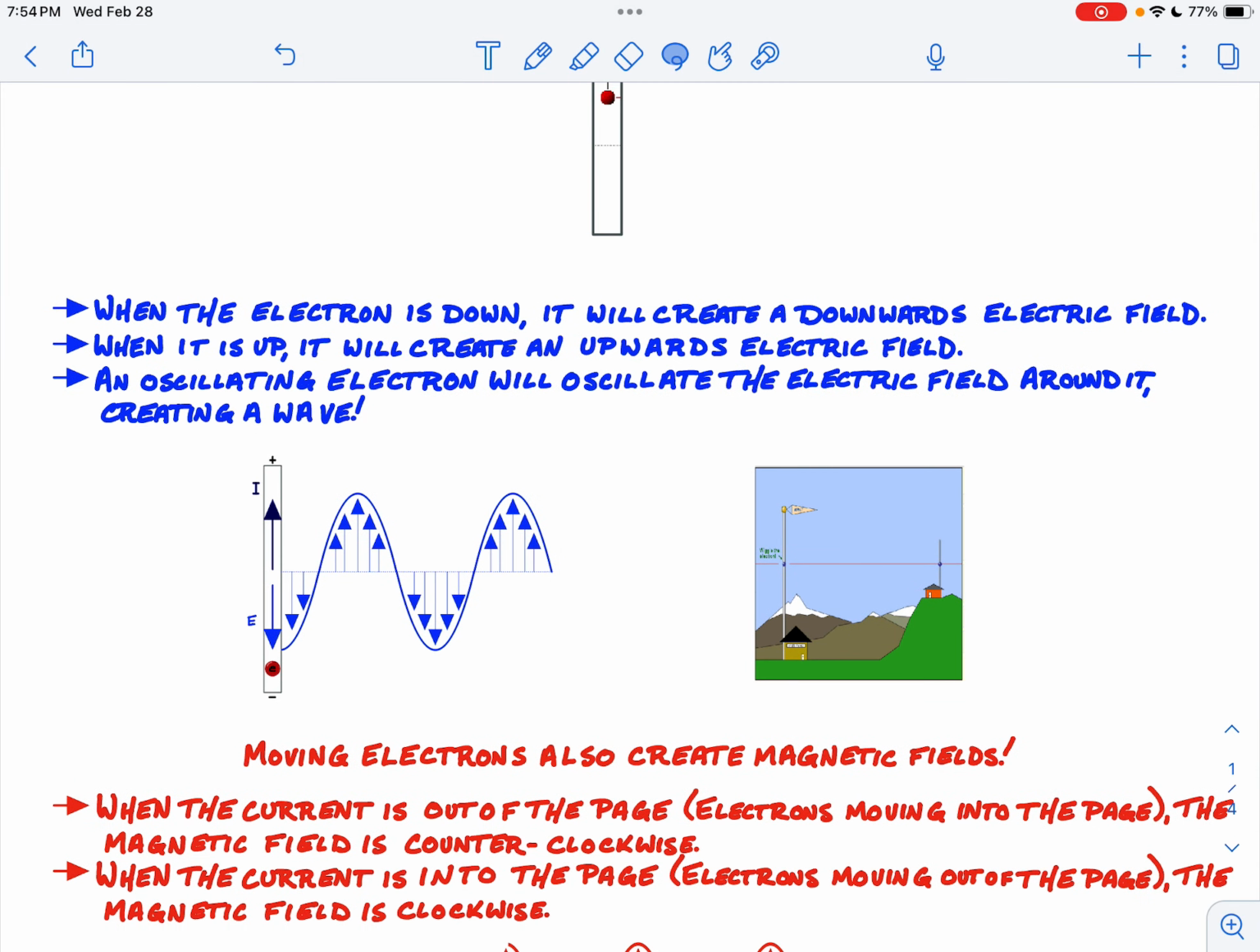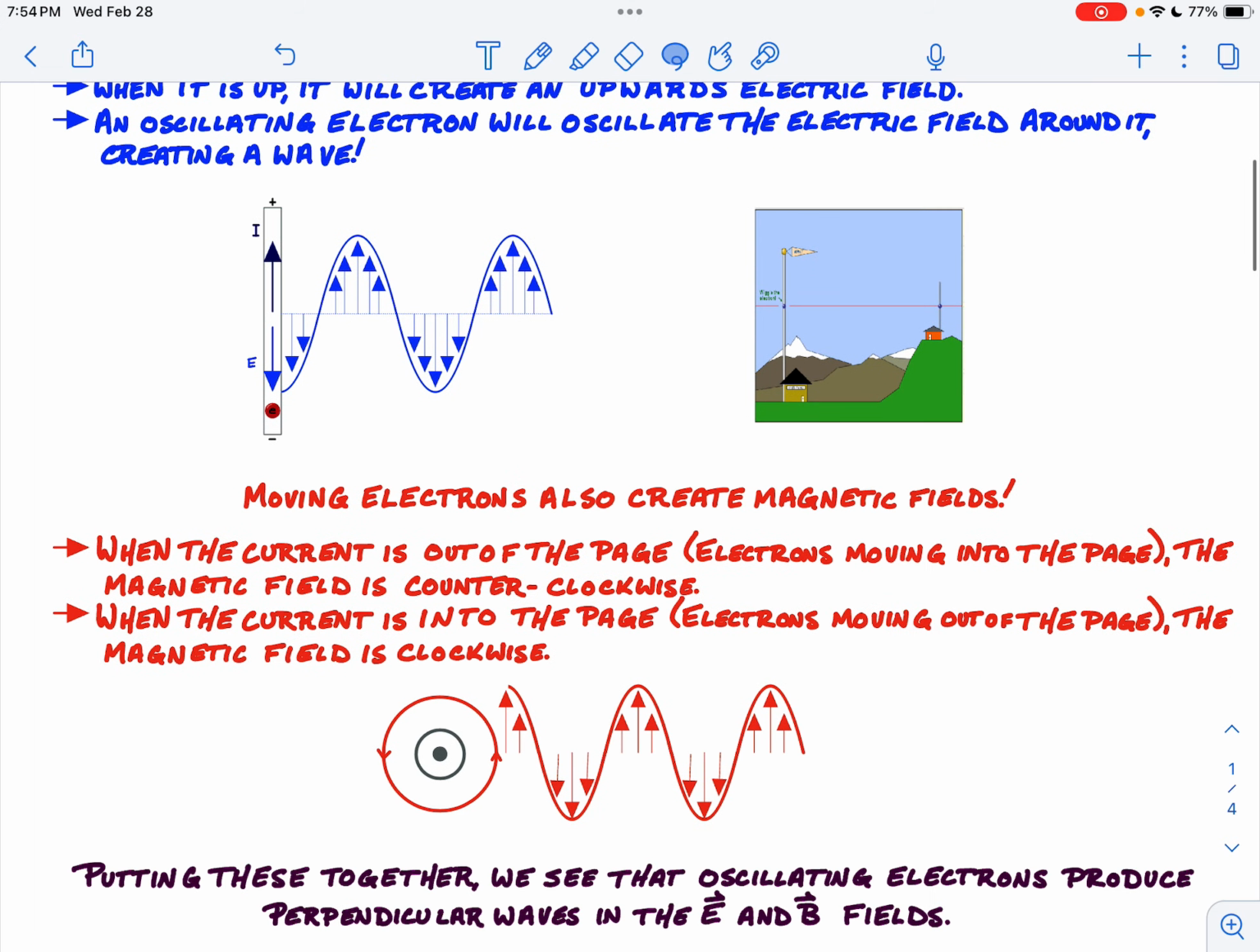Now, here's the other thing. Those moving electrons not only create moving electric fields, but they also create magnetic fields. If you think about it, if an electron were moving out of the page in this picture, it would create a magnetic field that was counterclockwise. Now, when the electron is moving into the page, the magnetic field is clockwise.